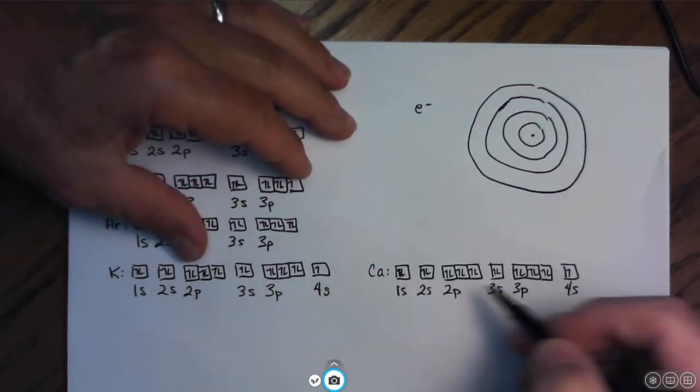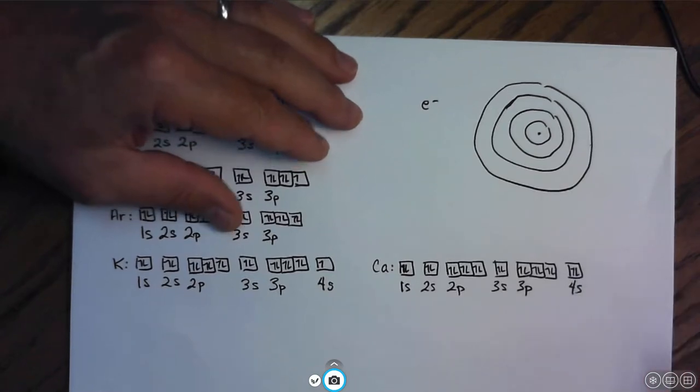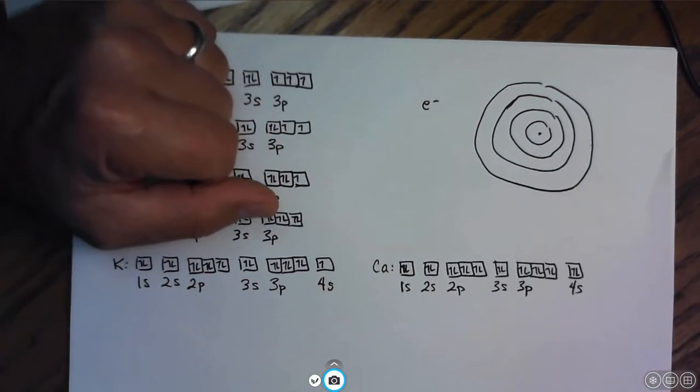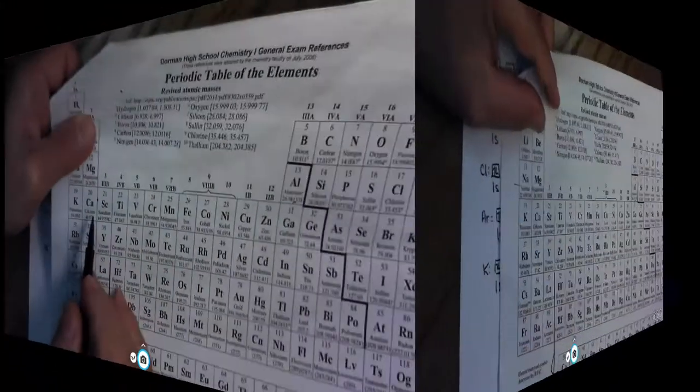And so that's the same orbital notation for potassium. We need one more electron, and we're there. Okay? Now, that's orbital notation up to this point.